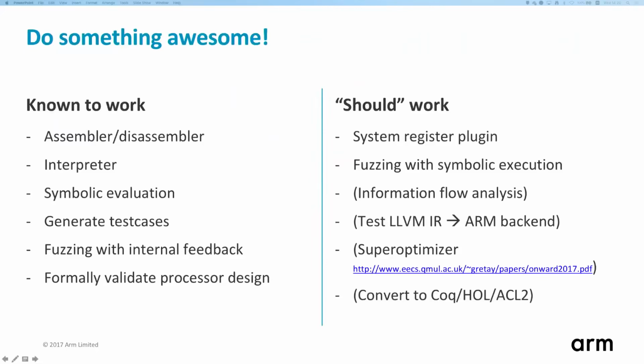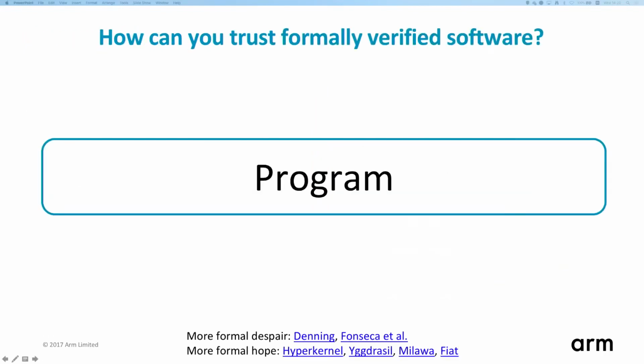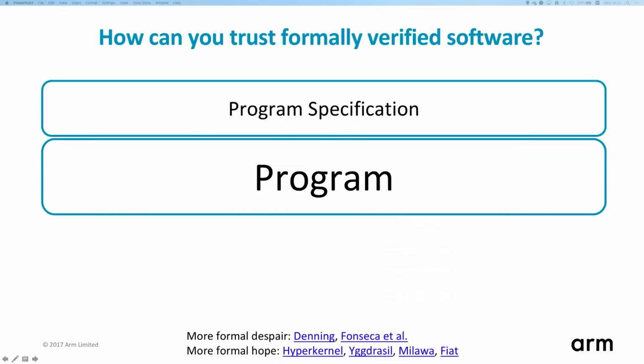Okay, so I'm encouraging you to take this specification and find something awesome to do with it. There's a bunch of ideas I've suggested there, and there's a few extras which I didn't have time to describe here. But now, let me turn to the title of the talk. How can you trust formally verified software? So, what I'm talking about here is verifying a program against some specification.